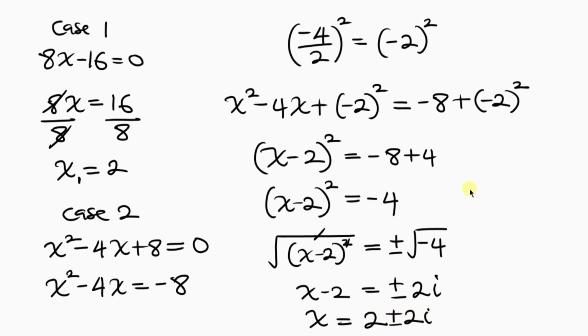Let me separate them. So remember, we've got one value of x before, which is equal to 2, which is the only real solution. And now the other two solutions are, we have 2, go with the positive, plus 2i. And then the last one is 2, now go with the negative this time, minus 2i. That is it.